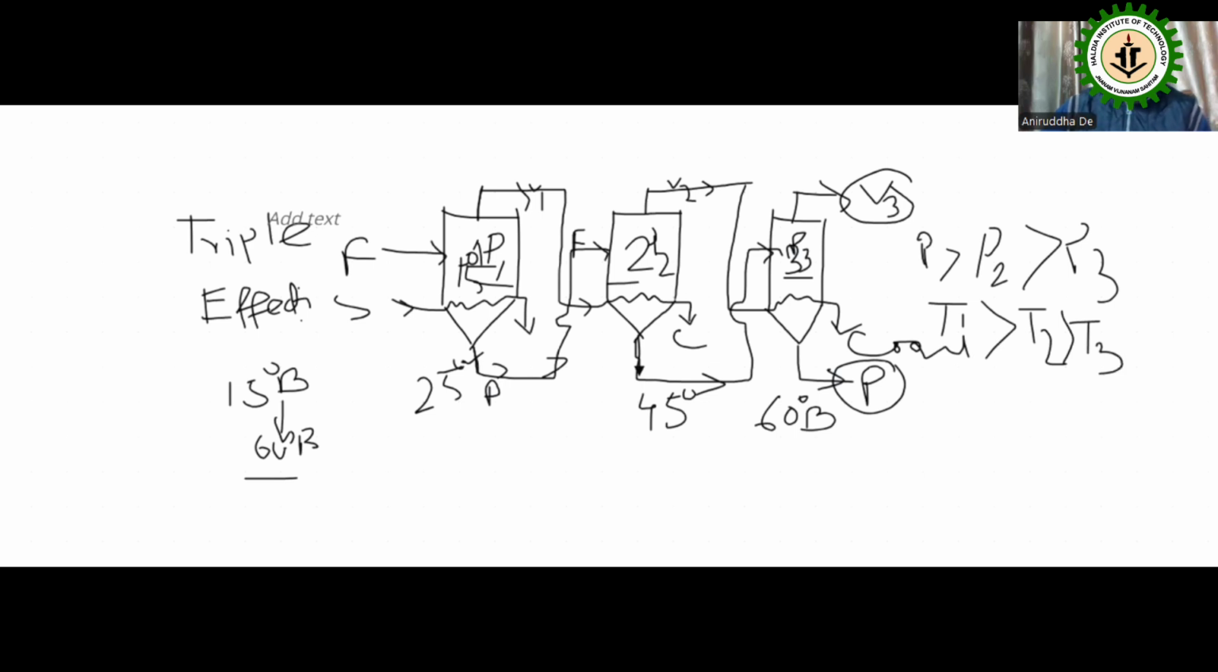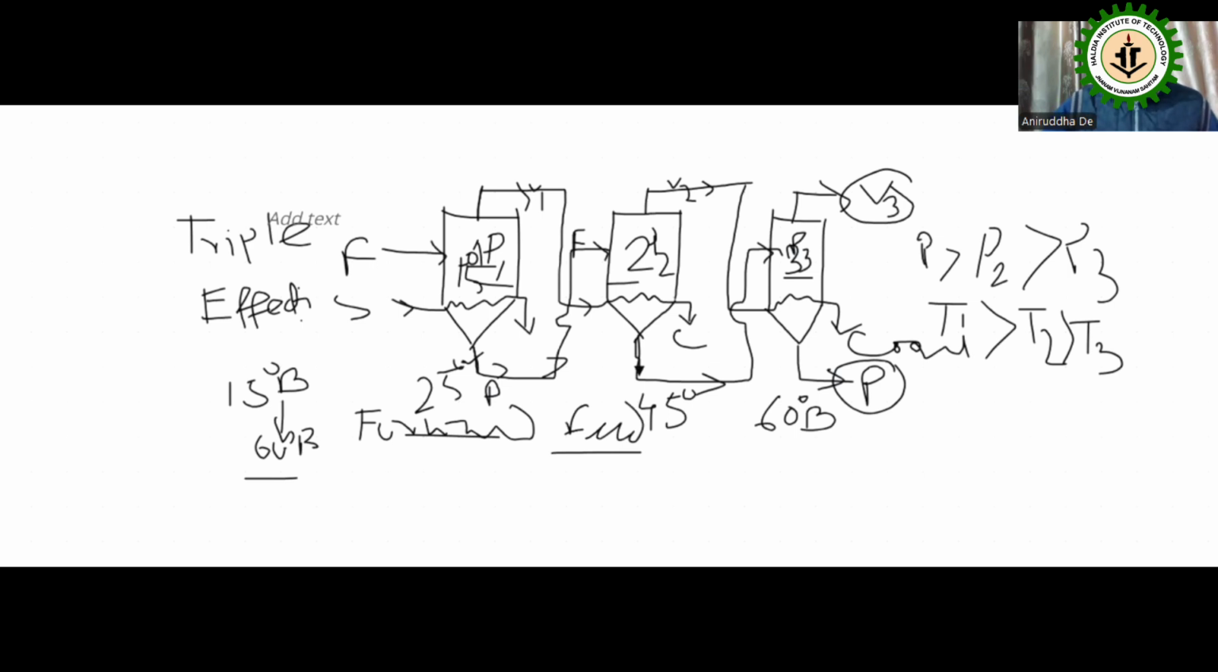So this is applicable generally for all types of food in food processing, all types of food material. But in case of highly viscous or highly concentrated food material, if we want to concentrate, then we have to go for the backward feed. This is known as the forward feed. Multiple effect, forward feed.